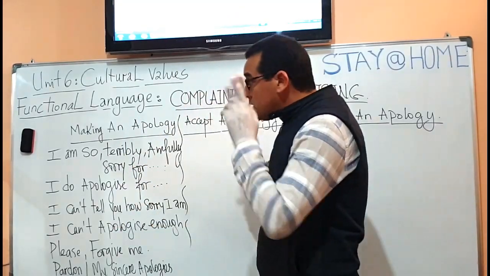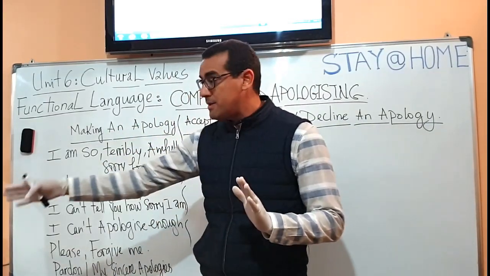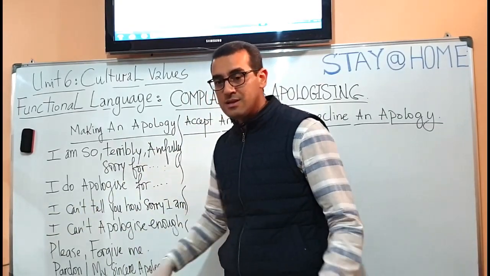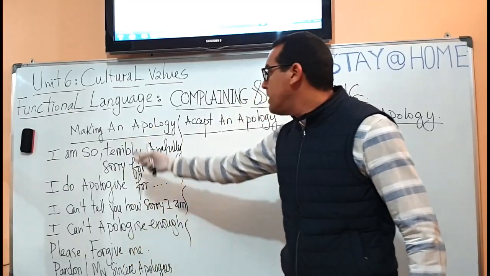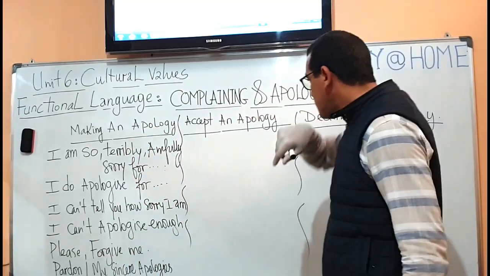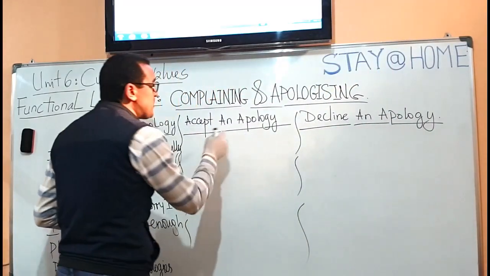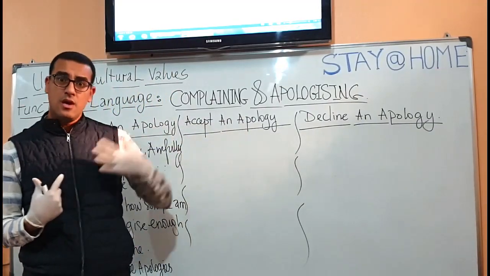The list here is long and I will try to give you the documents that I have. I have many expressions. I can give you the documents and then you can read them. So we have these expressions to make an apology. The second part in this function is accept an apology. We're going to see how to accept someone's apology.